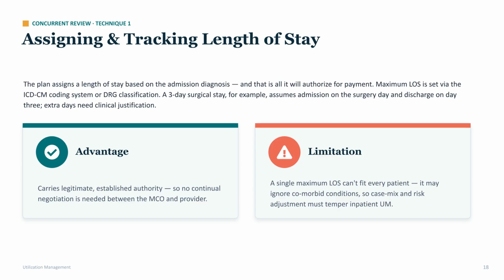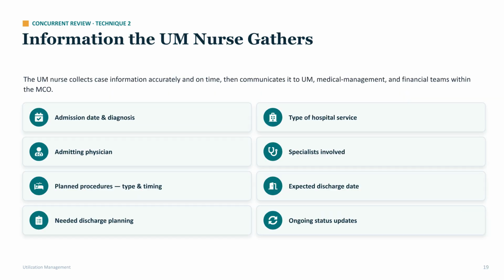Tracking length of stay provides established authority to manage costs. While it simplifies negotiations, it must be balanced with case mix and risk adjustment to ensure the guidelines fit the individual needs of each patient. Effective information gathering involves the nurse collecting and routing vital data, like diagnoses, specialists involved, and discharge needs, to the right medical and financial teams to ensure coordinated care.